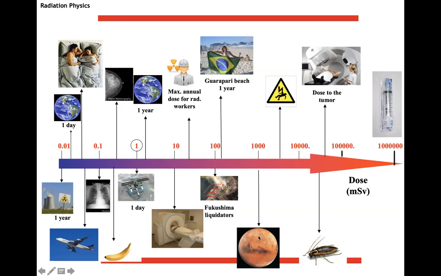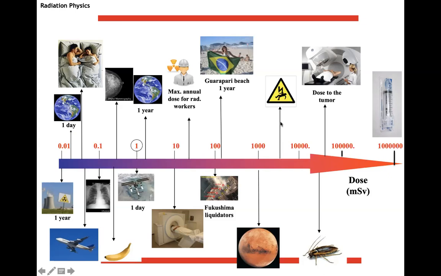You see Mars here. If you want to go to Mars, it's a long trip. You have to go through deep space, then stay on Mars, then go back. The total dose is in the order of 1 sievert. That starts to be a very significant dose if you think that 4.5 sievert is the average lethal dose for humans. So if you are irradiated acutely with 4.5 sievert, this is lethal for 50% of humans.